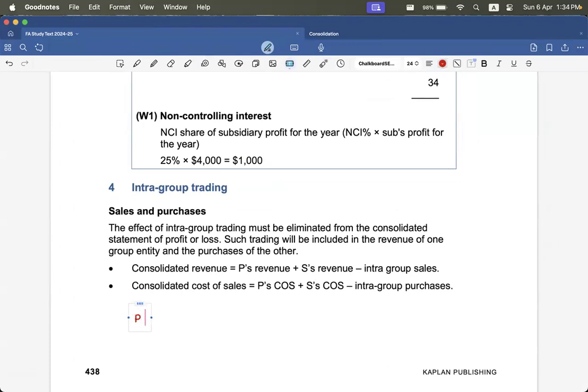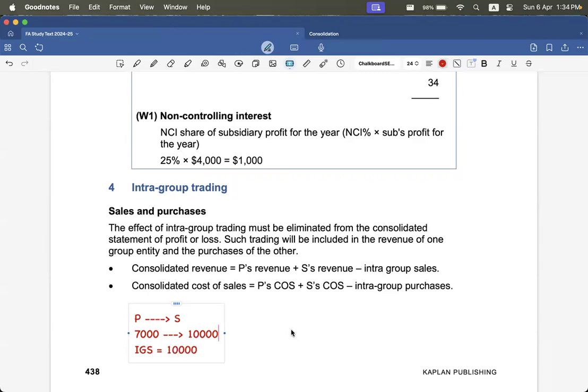P sells to S. It doesn't matter who sells whom; in P&L, everything is the same. Let's say the goods cost 7,000 and P sold it for 10,000. So the sale happened for 10,000. These are intra-group sales, the selling price is 10,000, and that is called IGS.